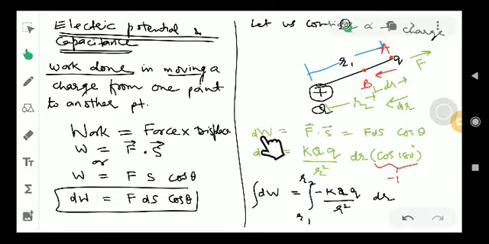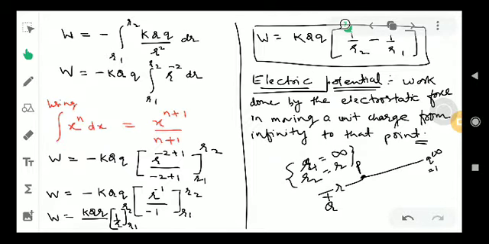By definition, work done is force into displacement, F ds cos theta, and when we put the value of theta, we get work done as minus kQq by r square. If we integrate it from r1 to r2, we have the expression of work done, minus kQq by r square dr. Using the formula of integration, x raised to the power n dx is equal to x raised to n plus 1 by n plus 1, we get work done as kQq times 1 by r from r1 to r2.